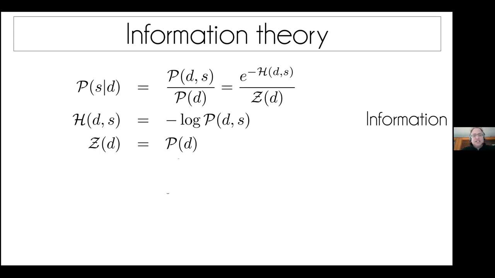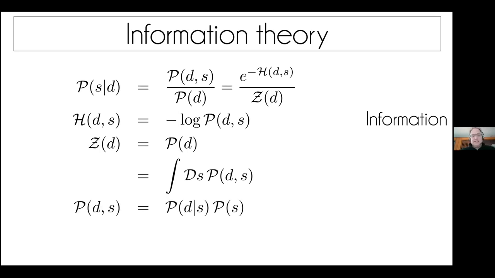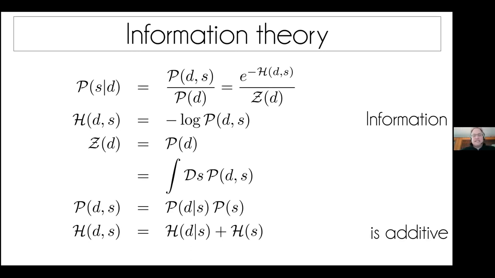So first, look at the normalization, this partition function, also called evidence, P of D. That is the probability for the data, irrespective of what the signal is. So I have to integrate over all signal configurations of this joint probability. And then we have this product rule: the joint probability of data and signal is that of the data given the signal times the probability of the signal. If we translate this product rule into this information coordinate by just taking the negative logarithm, we find that the information of data and signal is that of the data given the signal plus the information of the signal. So information is additive, and that's fantastic. Remember, all good things in life are additive. Mass, momentum, money, love, all additive.